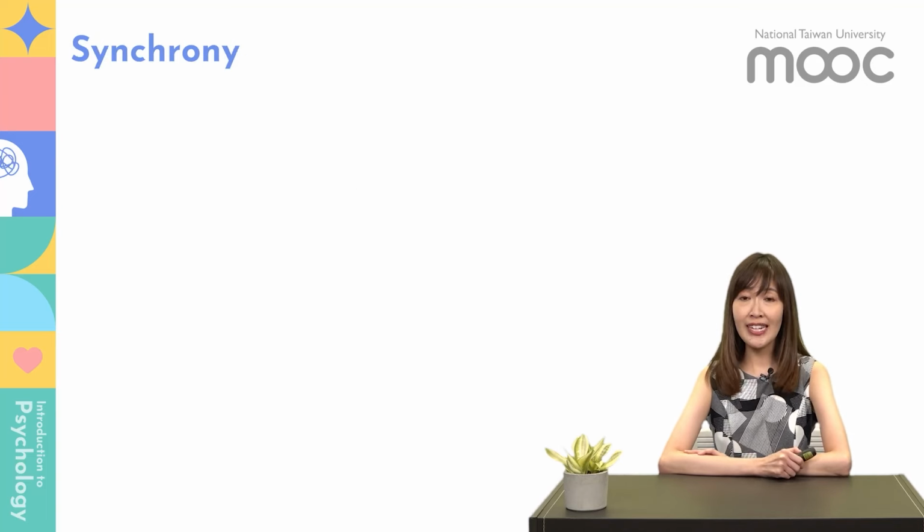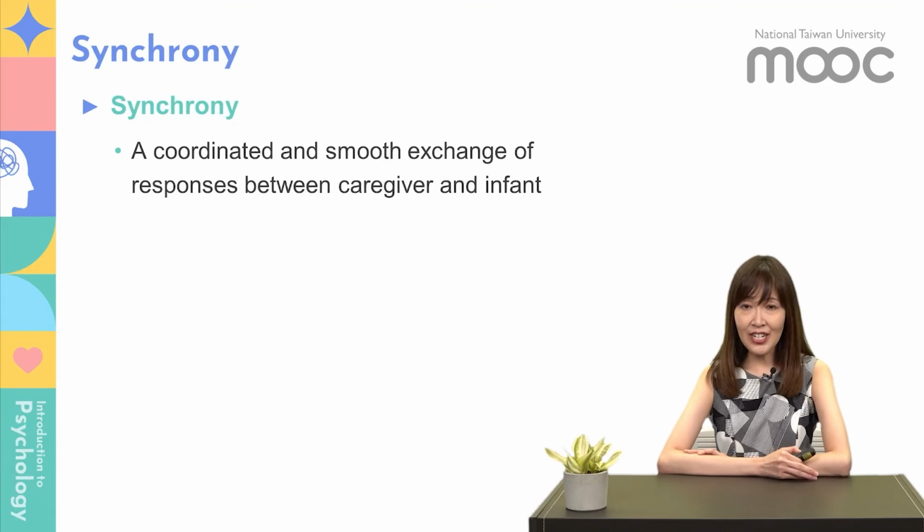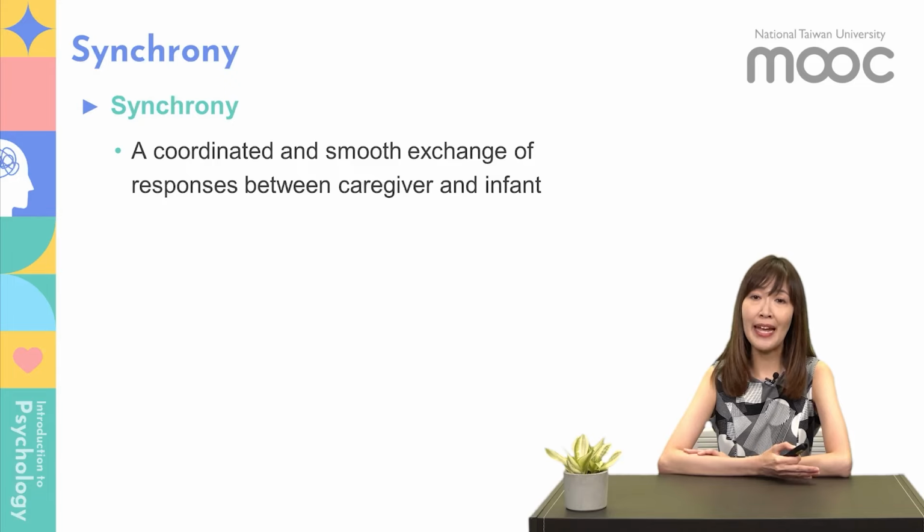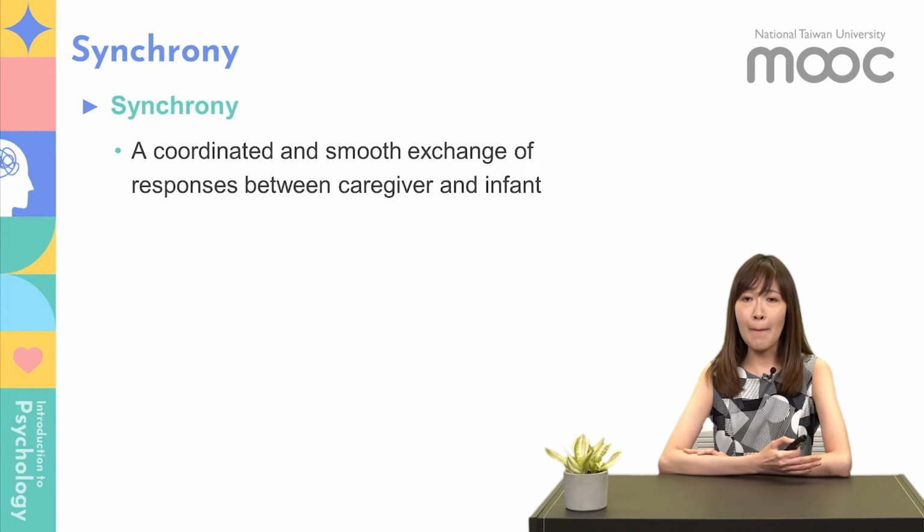Next, we're going to look at synchrony. Synchrony is also a very important process during this time for babies and for toddlers. So it's the smooth exchange of the emotions or responses between the caregivers and the babies. So it's an important process for babies to learn the social skills that they need as they get older and older. But how do we study synchrony?